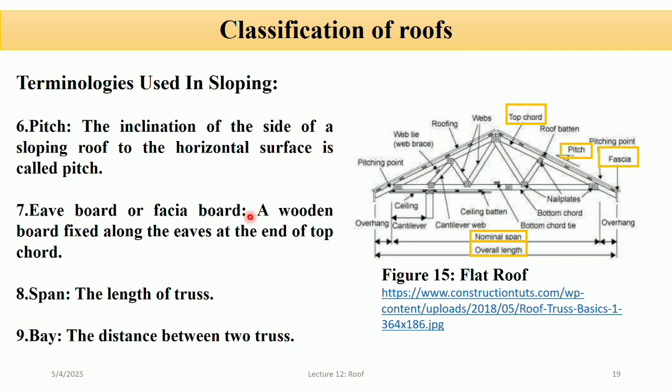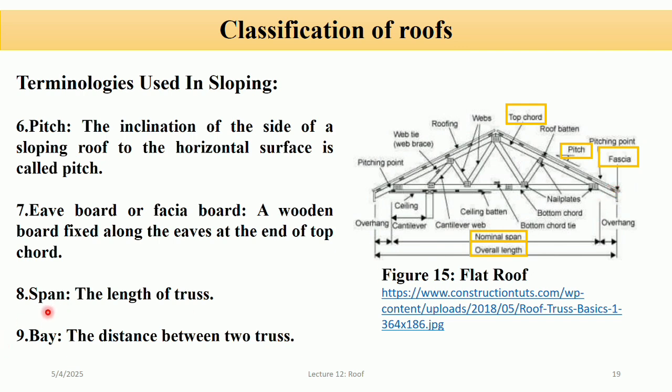Eave board or fascia board. So a wooden board fixed along the eaves at the end of the rafter is known as eave board or fascia board. You can see in the figure this is the fascia or eave board. So it is attached at the end of the top chord or rafter, and its function is it gives the roof a neat finish, supports guttering systems, and it helps protect the building from weather exposure at the roof edge.